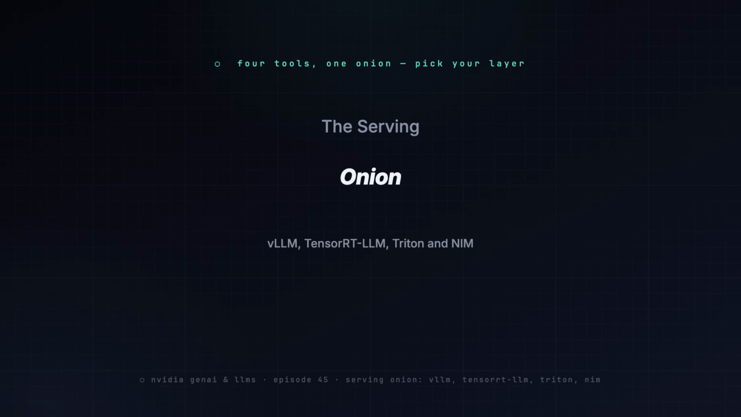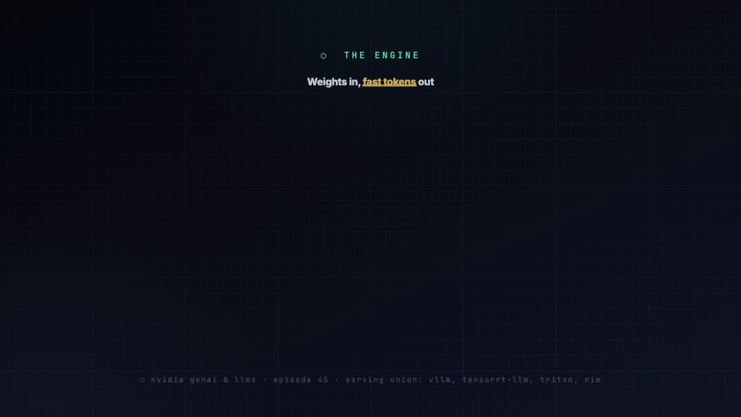On-screen hook: 4 tools, 1 onion, pick your layer. Spoken callback: we just made the GPU efficient. Now we choose the software that actually ships those gains and add one last latency trick on top. Start at the core, the engine.